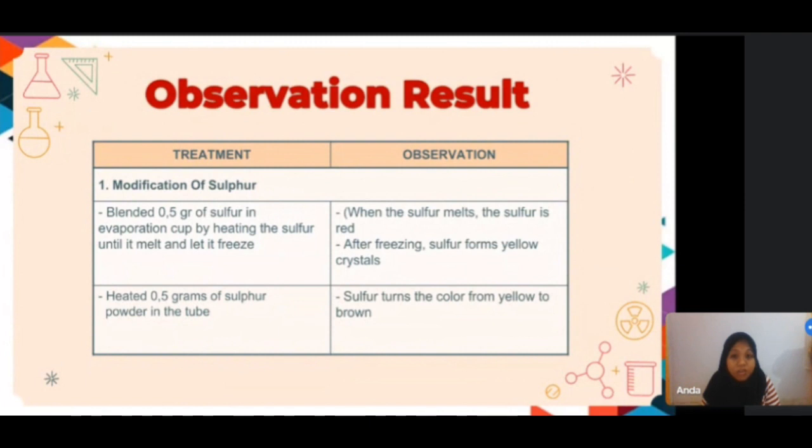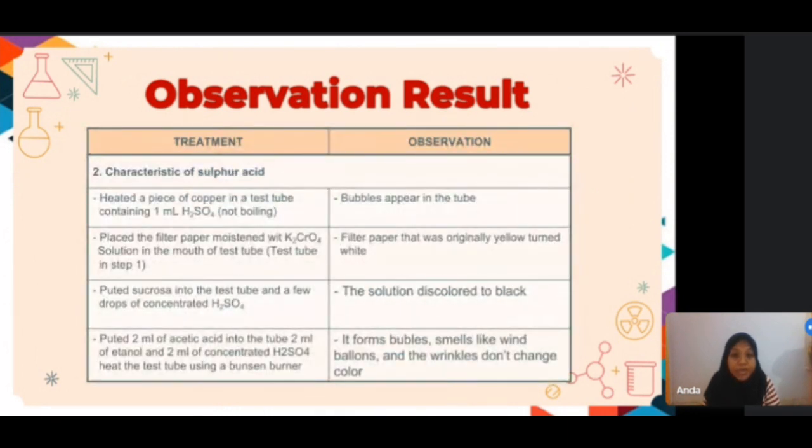Observation result and treatment and observation. Modification of sulfur. This is the picture. And then observation result, characteristics of sulfuric acid, and the picture.